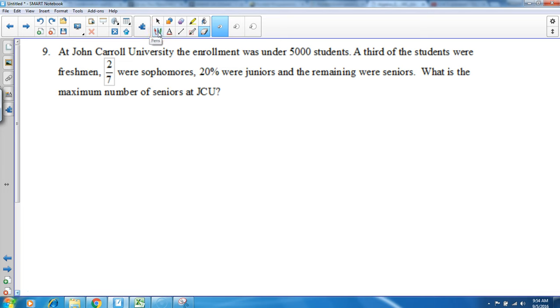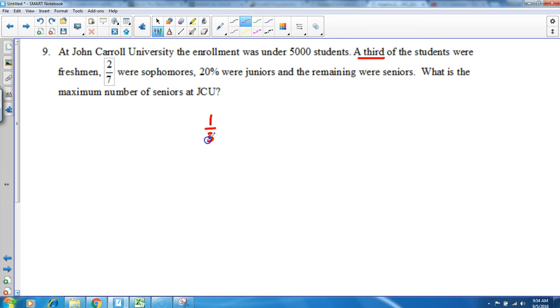Okay, guys, this is number 9 off of worksheet 104, the John Carroll University problem. Essentially, it gives you a bunch of fractions in different forms. Ultimately, it's asking for the maximum number of seniors at John Carroll, but they give you information for everything except the seniors. So what we're going to do is just go through and use what they gave us.